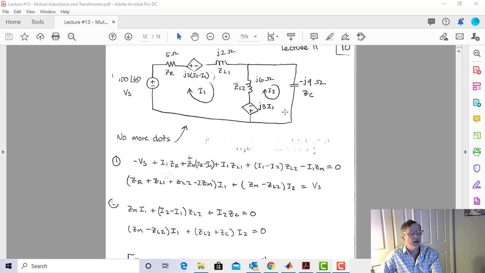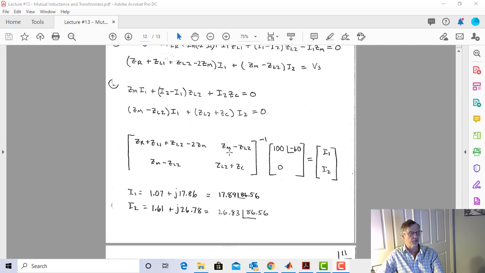Now we have ZM times I1, which is a plus to minus, so it's positive. And ZM was J3, so ZM times I1 plus I2 minus I1 times ZL2 plus I2 ZC equals 0. And so I gather up my like terms, and I have another equation I can throw into my matrix. I throw it into the matrix, and here are my currents, I1 and I2.